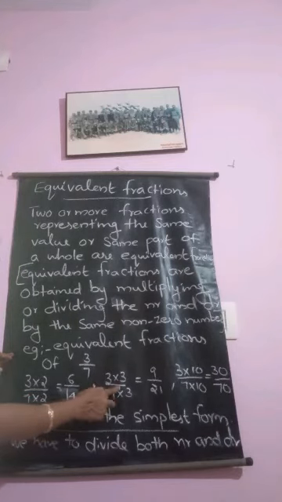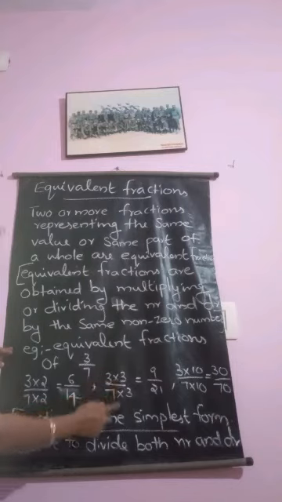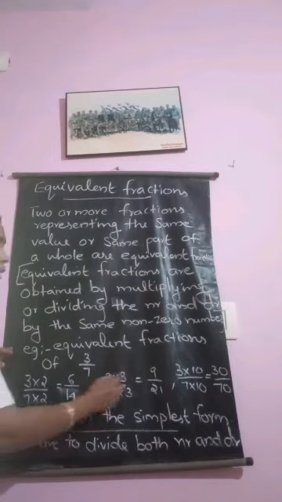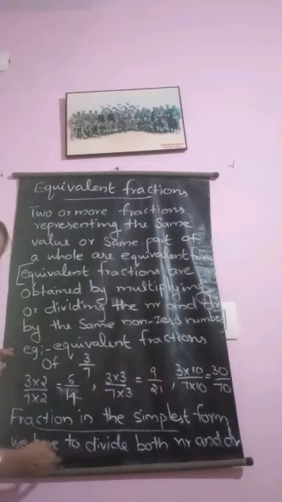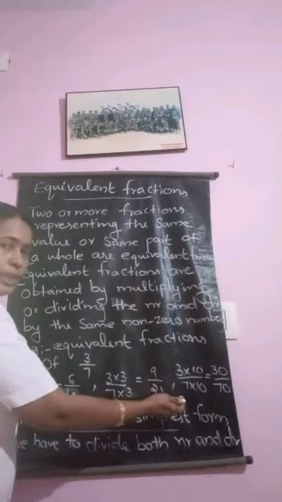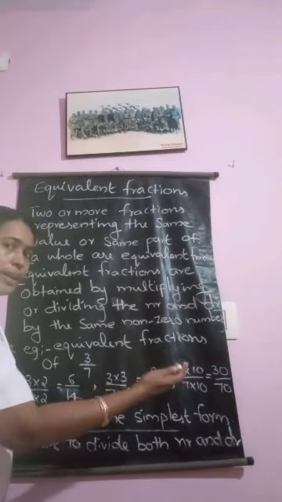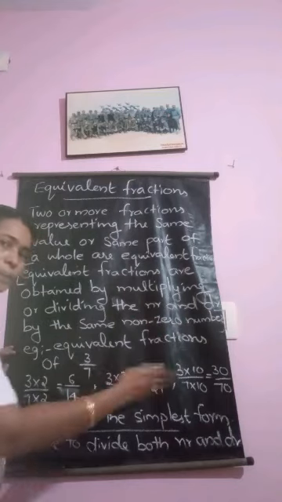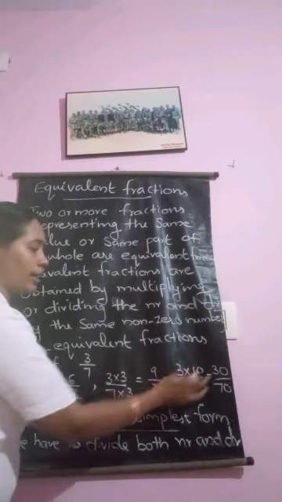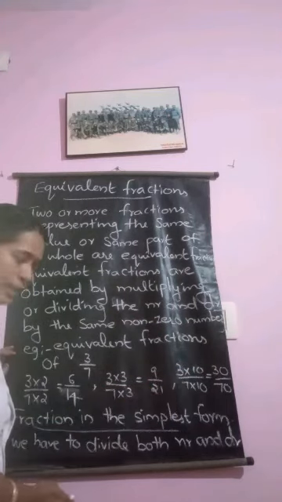Similarly, select the number 3. Multiply both numerator and denominator by 3. 3 3s are 9, 7 3s are 21. Then you can select 10, 100, 1000, any number as you like. So 3 10s are 30, 7 10s are 70.